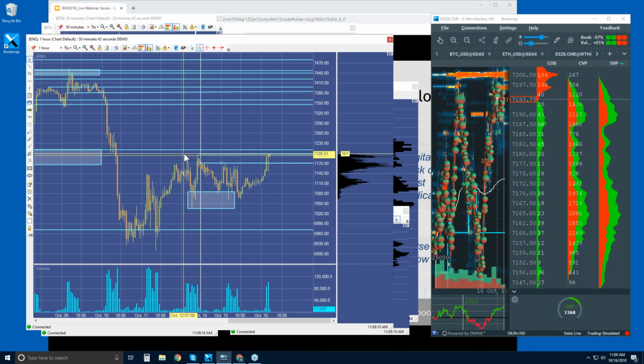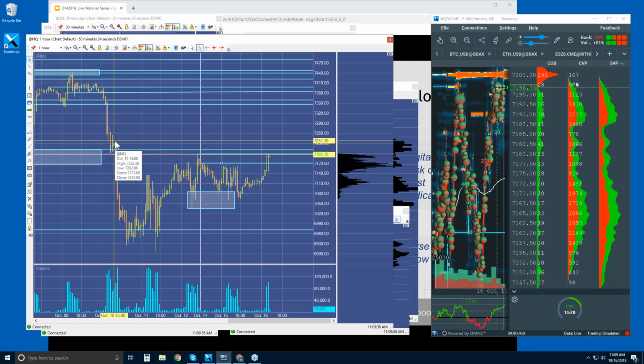Okay, and I'm still looking for it to go beyond that, to be honest. All right, so I'm looking forward to go beyond this cluster here. In fact, I'm looking for the next test to be around here, around 7,230 or so. Okay, there's going to be a cluster of volume here, and that's where I'm looking for this next test to go to. Okay, so I think we're going to trade through 7,200 and then on up into that area.